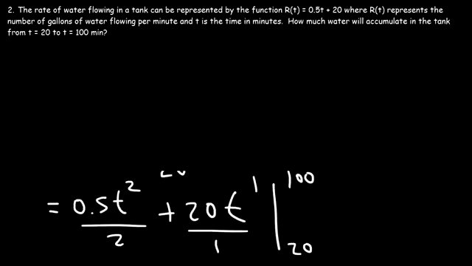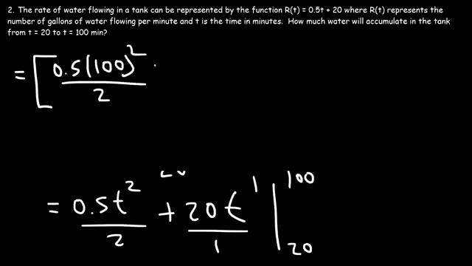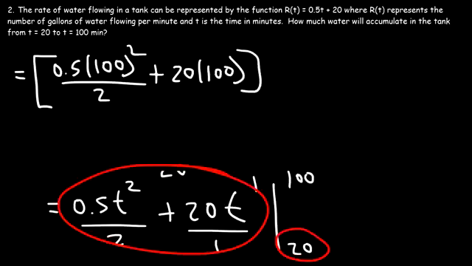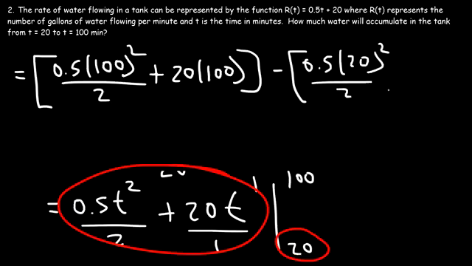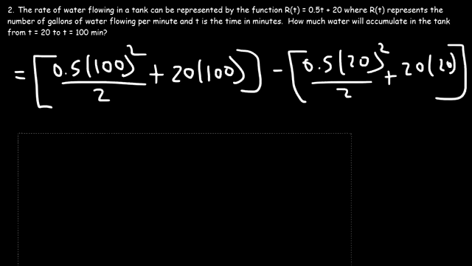So the first thing we're going to do is plug in 100. So it's 0.5 times 100 squared divided by 2 plus 20t, or 20 times 100. And then we're going to plug in 20 into this expression. So it's minus 0.5 times 20 squared divided by 2 plus 20 times 20. So now let's work out the math.